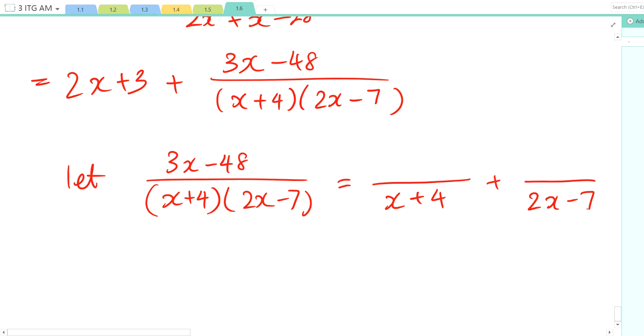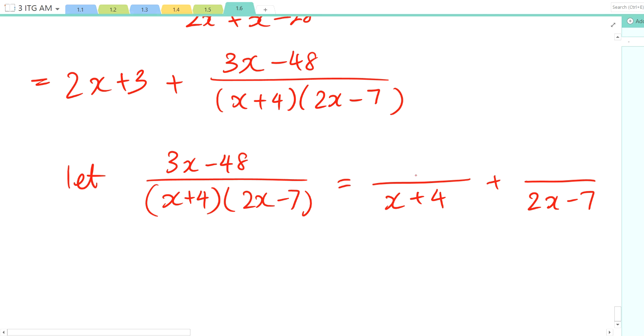2x minus 7. Notice that I didn't check whether it is proper or improper, right? Should you check? You should always check, but after you do long division, I guarantee you it will be proper already. Because you stop your long division when you can't divide anymore, and therefore it must be a proper fraction already. But it's always good to check, okay?